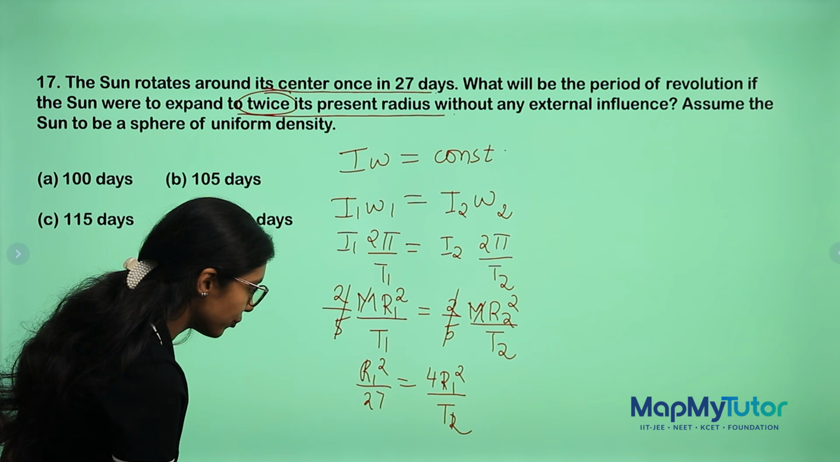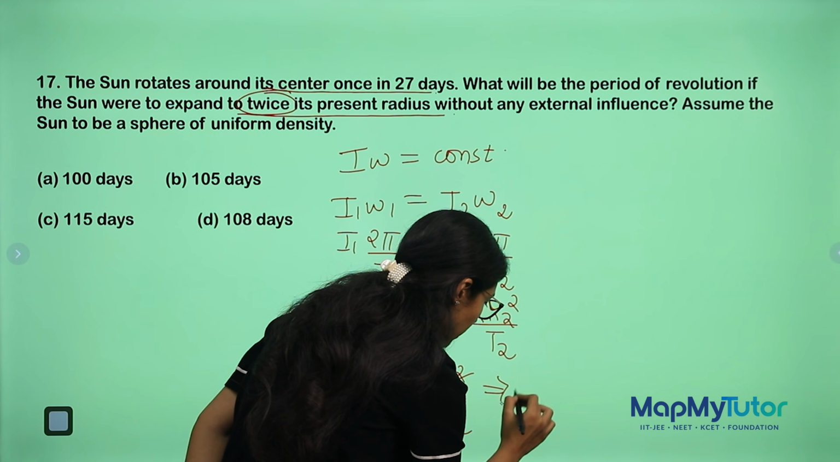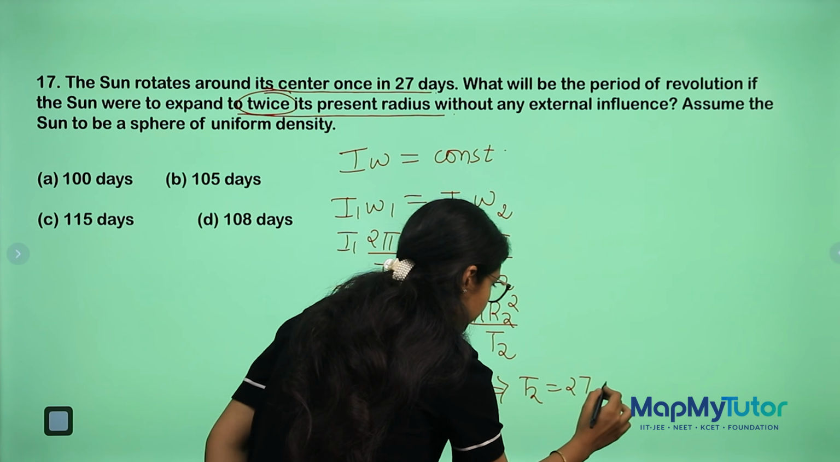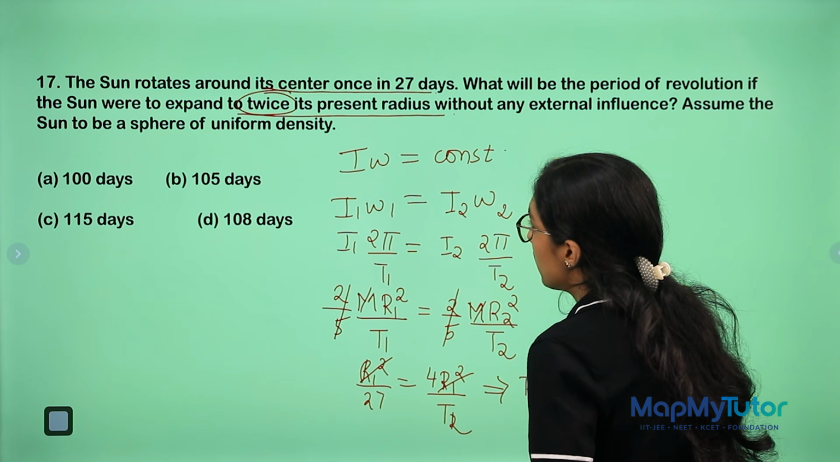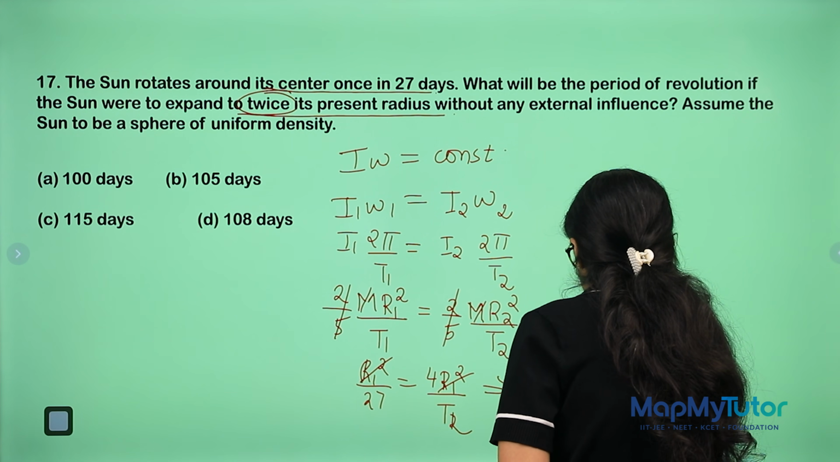So T2 is what I need to find out. Again, R1 square is gone. So T2 is 27 times 4. What is 27 times 4? My answer will be 108 days.